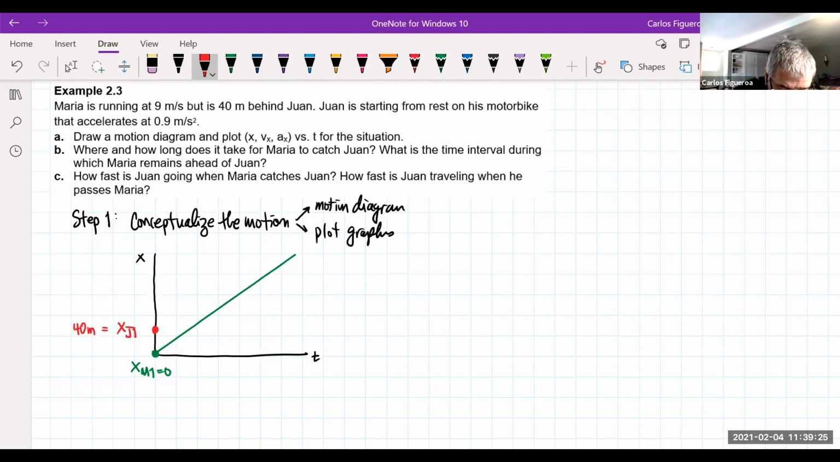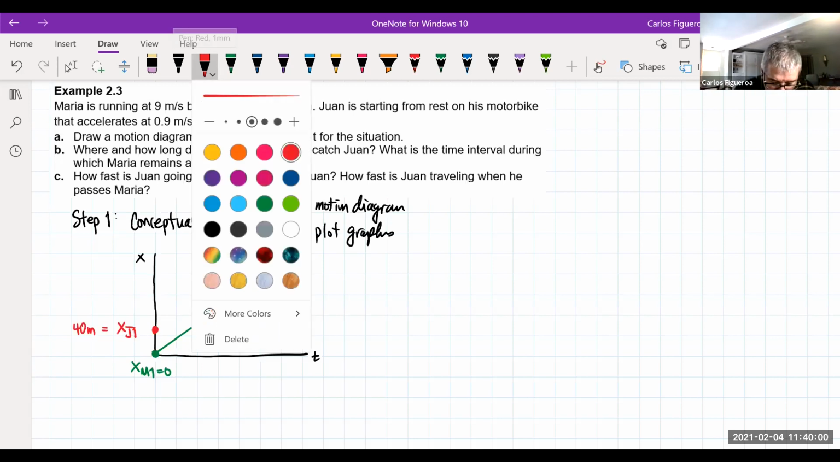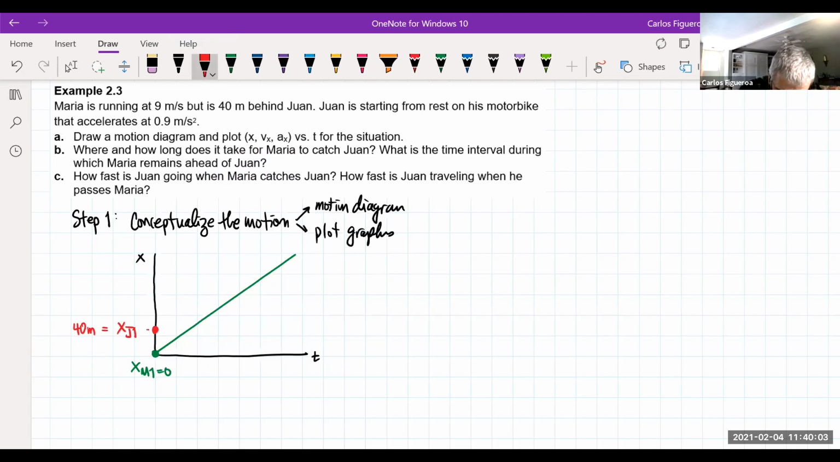So then it says, where and how long does it take Maria to catch Juan? What is the time interval during which Maria remains ahead of Juan? What that's telling me here is that Maria is going to pass Juan. Since Juan is continuing to accelerate, he's going to pass Maria sometime in the future. So when I'm thinking about this thing here, the first thing that I would be seeing is that I should have a slope of 0 right here.